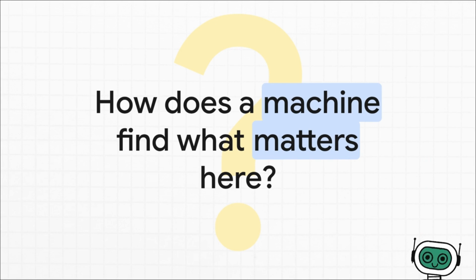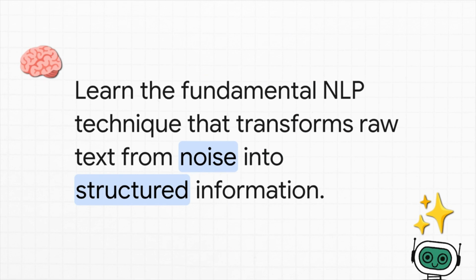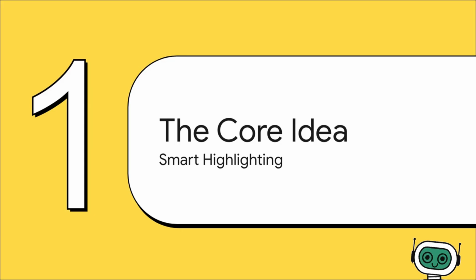So the big question is, how do we teach it to find the important stuff, the actual names and concepts hidden in all that text? And that's exactly our goal. By the end of this, you'll have a really clear picture of how machines turn that raw, messy text into structured, useful information. Okay, let's build the intuition.